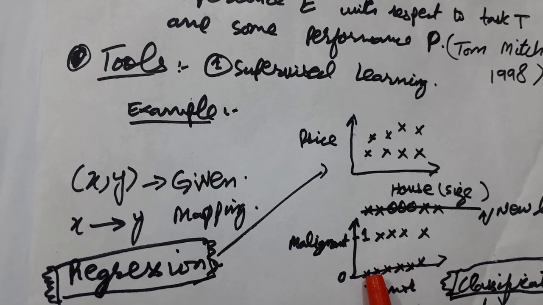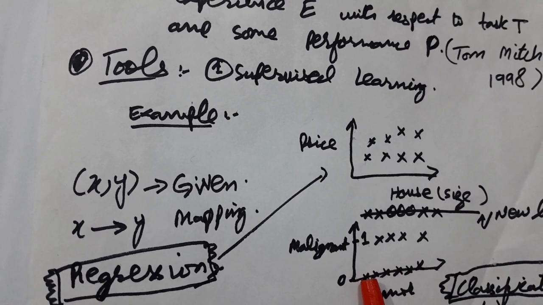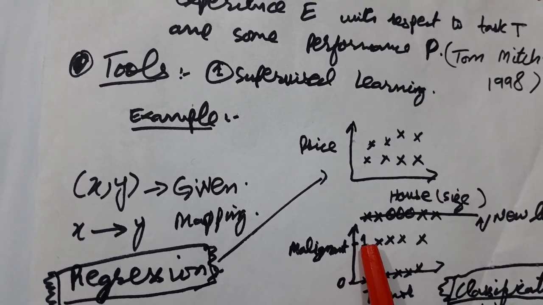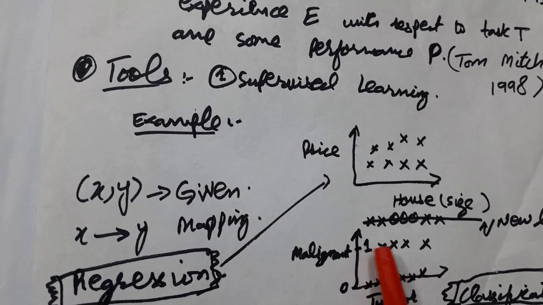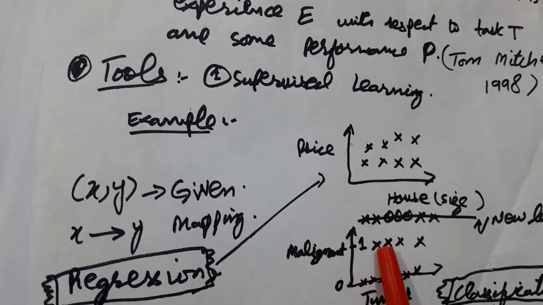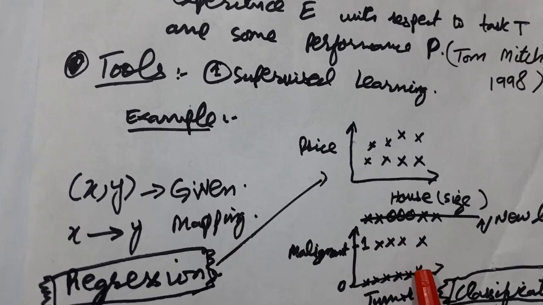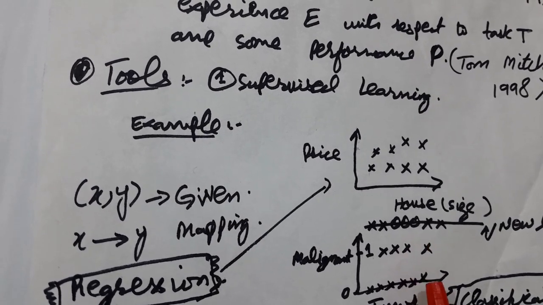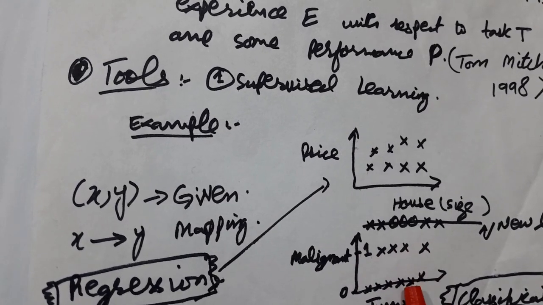So it might be possible that data has a person with some tumor that is malignant or non-malignant, and another person has some tumor that is malignant. So these two points are not on the same line. If there is some point on the x-axis, then it will not be available in the malignant part.